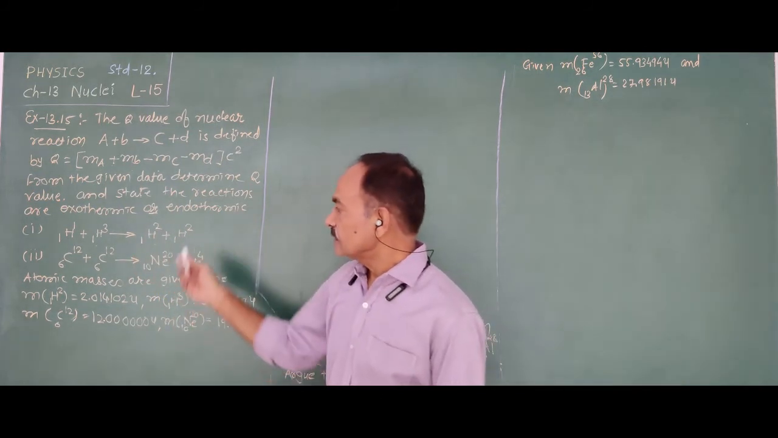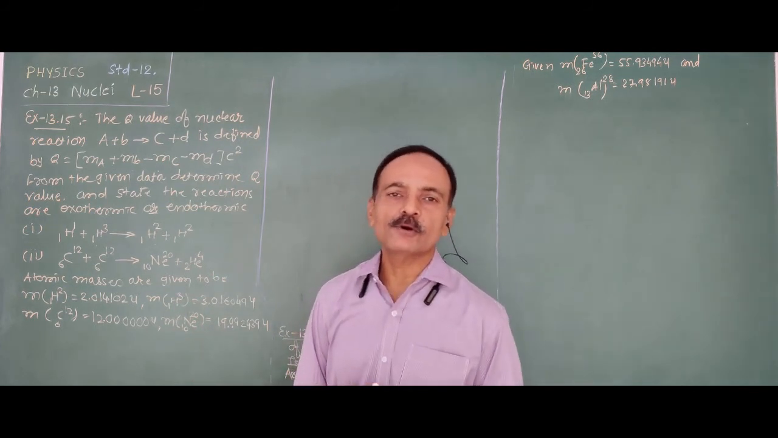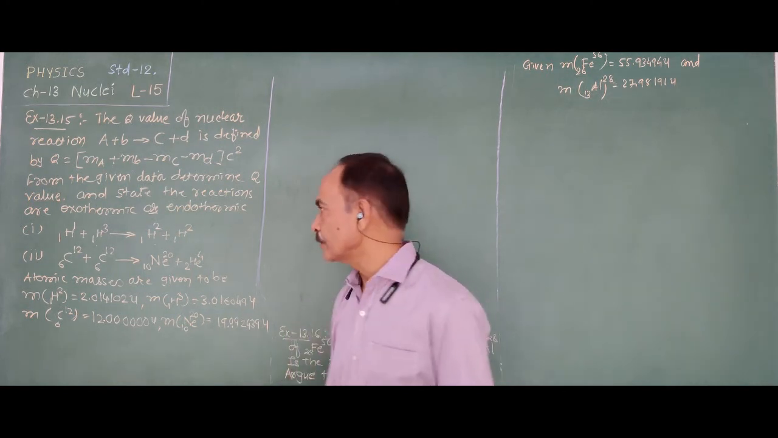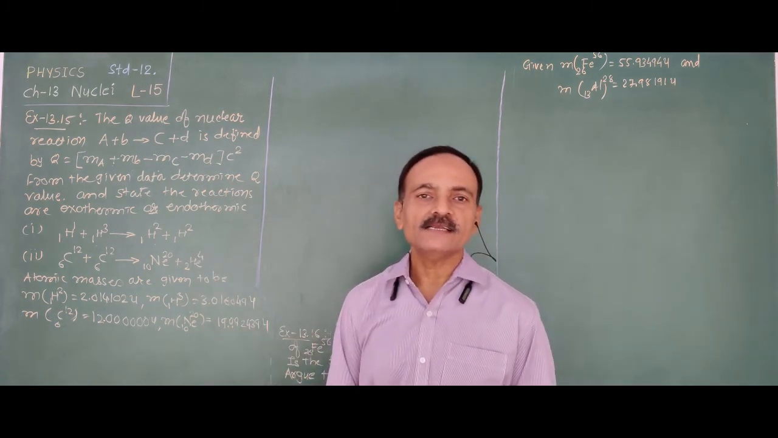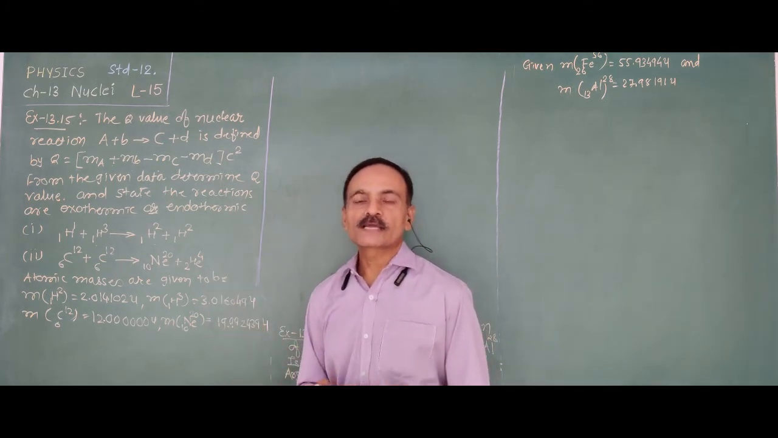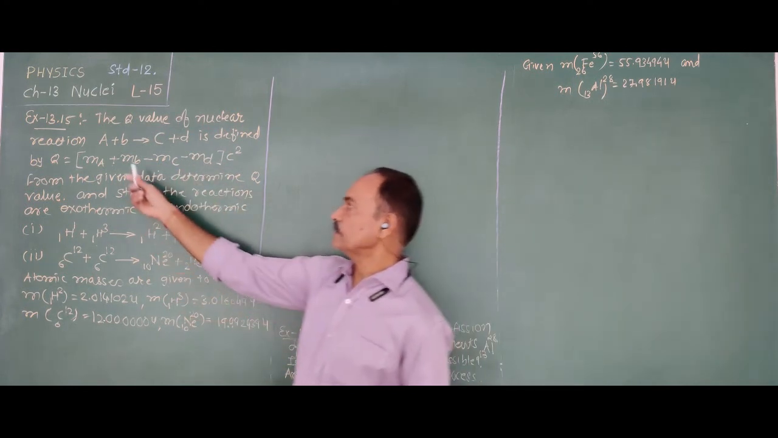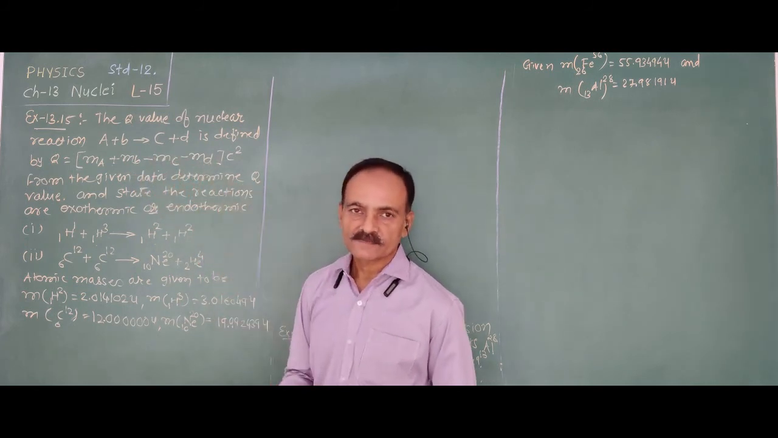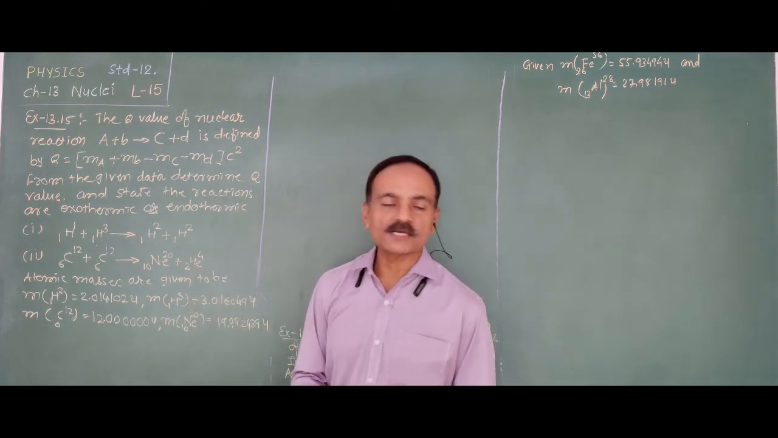In this numerical, we have to decide whether the given reactions are exothermic or endothermic by calculating the Q value of the reaction. If Q is less than 0, the reaction is endothermic, and if Q is greater than 0, the reaction is exothermic. To calculate Q, the general equation is mass of A plus mass of B minus mass of C minus mass of D, into c square. Right? So we start our calculation of the Q value of the first reaction.